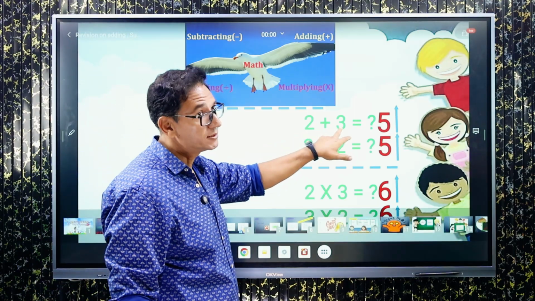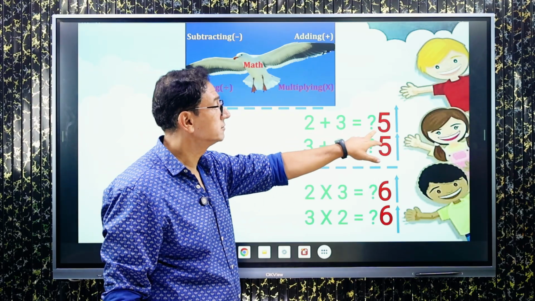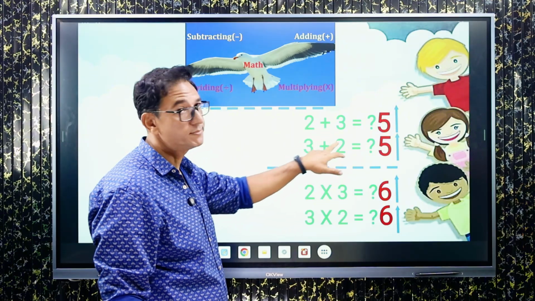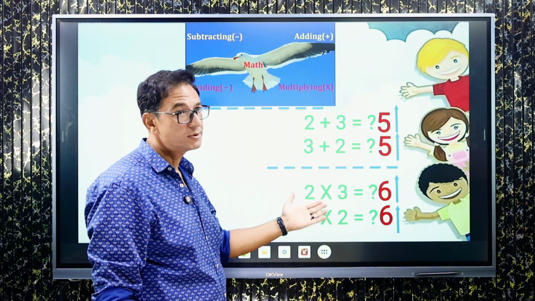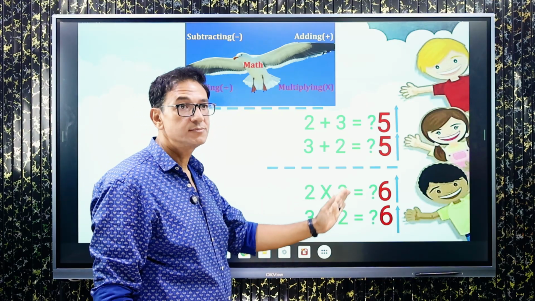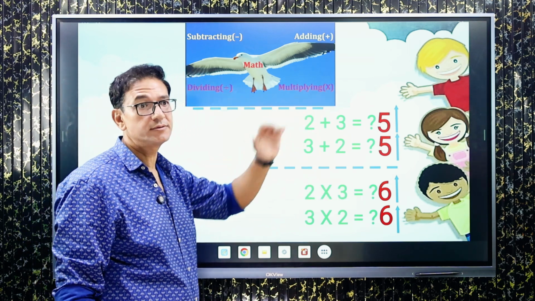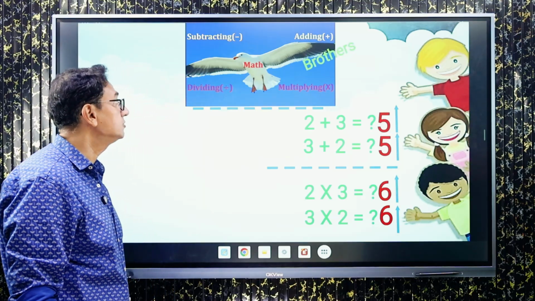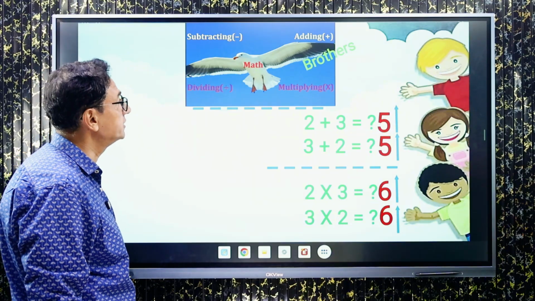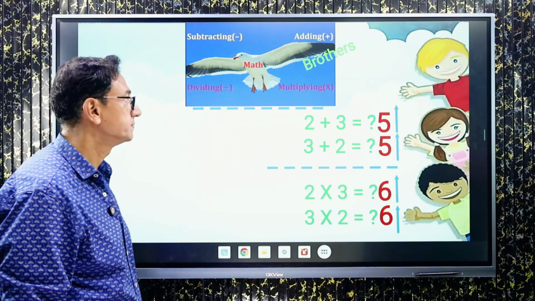If we replace the two numbers in adding, the result never changes. 2 plus 3 is the same as 3 plus 2. And also in multiplying, if we multiply 2 by 3, it is the same as 3 times 2. Okay? And they make numbers greater. What about if we talk about subtracting and dividing? So we consider adding and multiplying brothers.